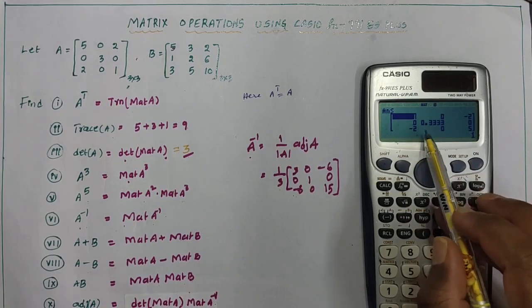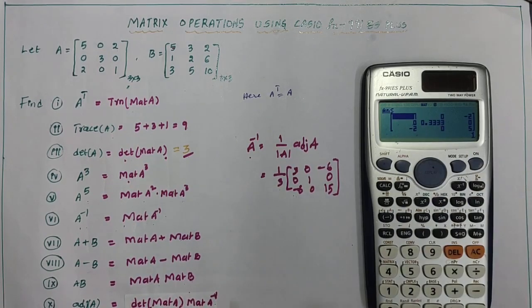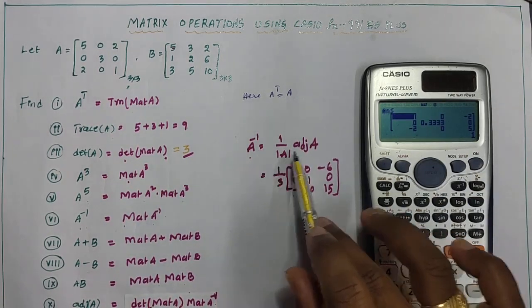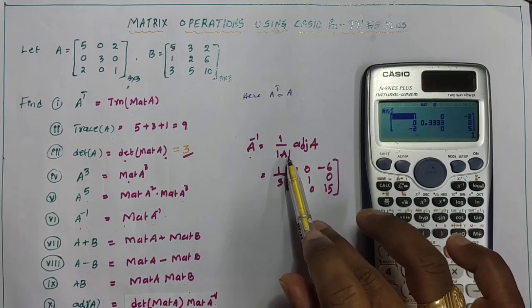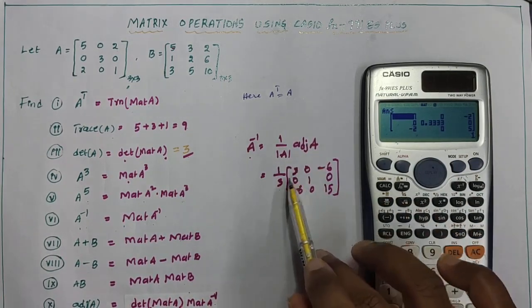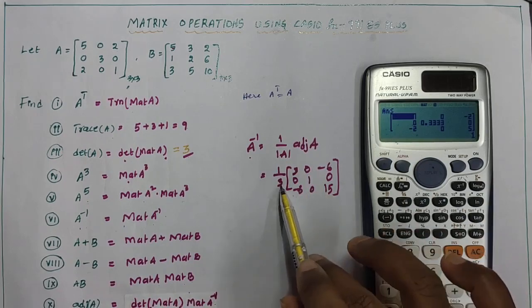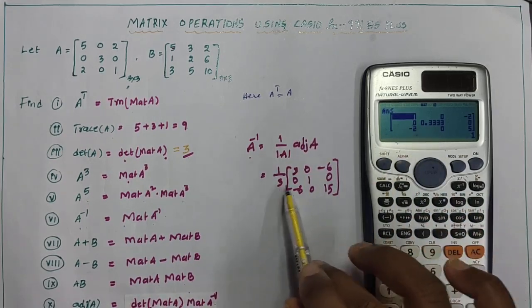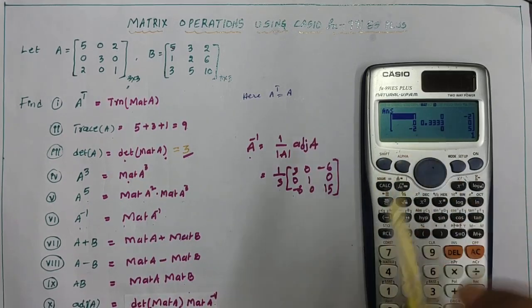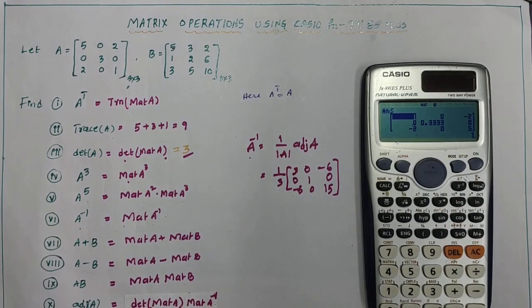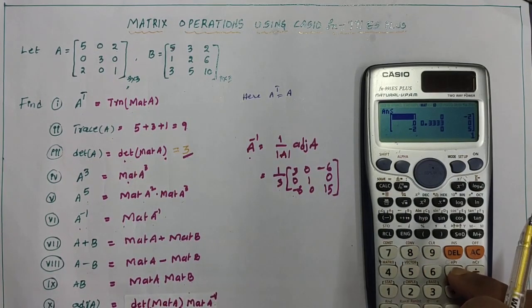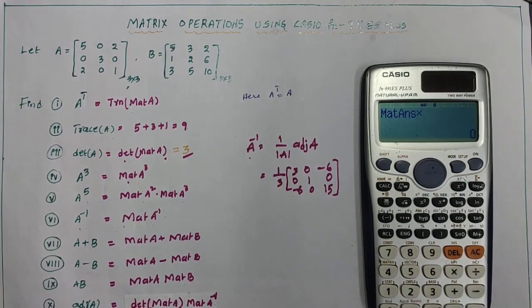But we got the values as fractions. You know A inverse equals 1 by determinant of A into adjoint of A. 3 by 3 is 1, right? Correct. 0 by 3 is 0. Middle element 1 by 3 is 0.333. So we got the correct values. But suppose you want it to look like this, you should multiply by 3 to this one. I am multiplying with the into operator.